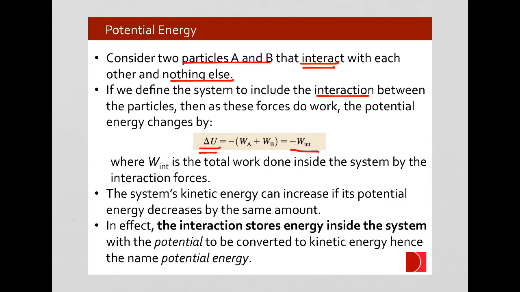If the potential energy decreases, then the kinetic energy would increase as a response to that. The potential energy would release stored energy. That energy would go into kinetic energy to make one particle or the other go faster. Thus, the potential energy interaction is storing energy inside the system. And we're calling it potential energy because it's energy that is not observed directly in the system at a given moment, but has the potential to be released or to be converted into kinetic energy specifically at a later time.